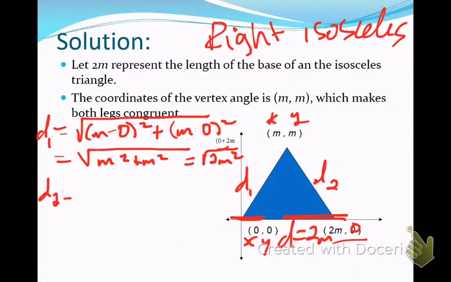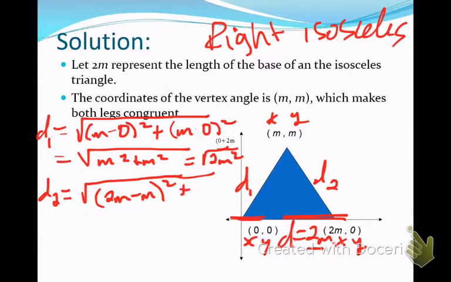Now obviously the square root of 2m squared is not the same thing as 2m, so those two sides are not congruent. Let's go find this other distance and see if we have two congruent sides. So now I'm going to do it for this point and this point. So subtract the x's: 2m minus m squared plus 0 minus m squared.